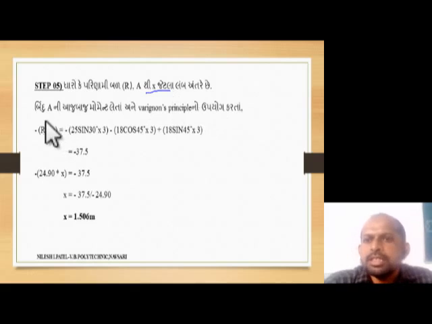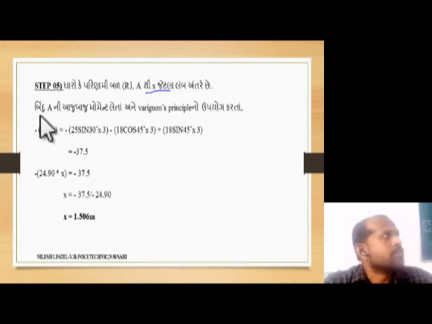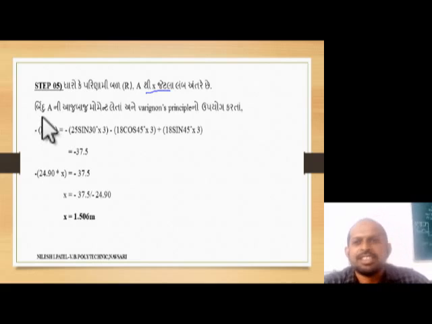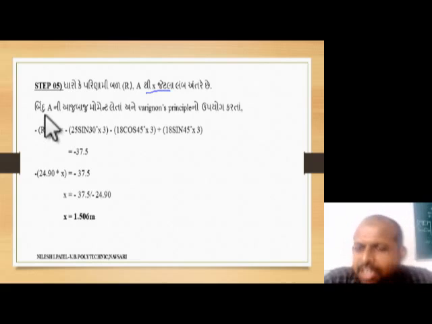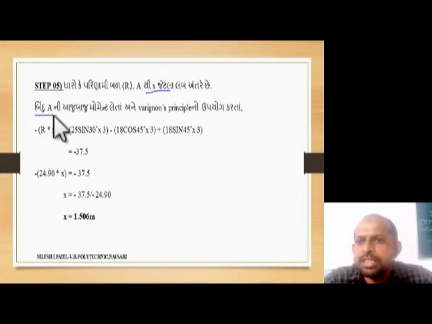To find the resultant force position, you have to take the position of the resultant force from point A.